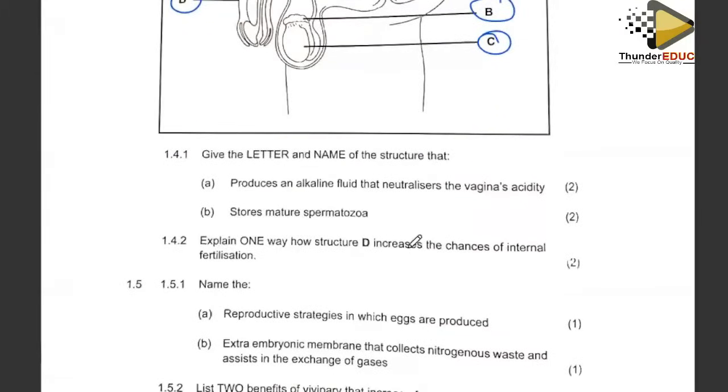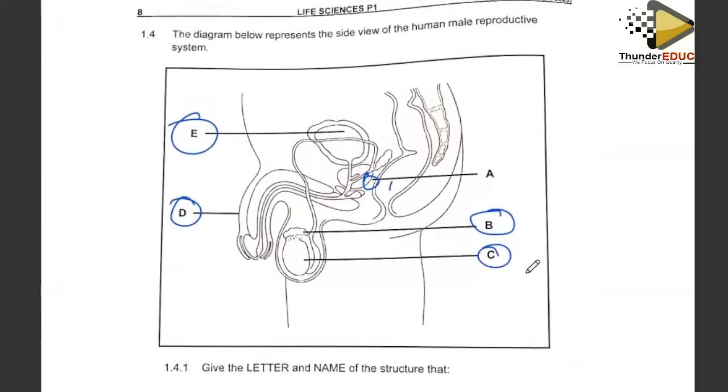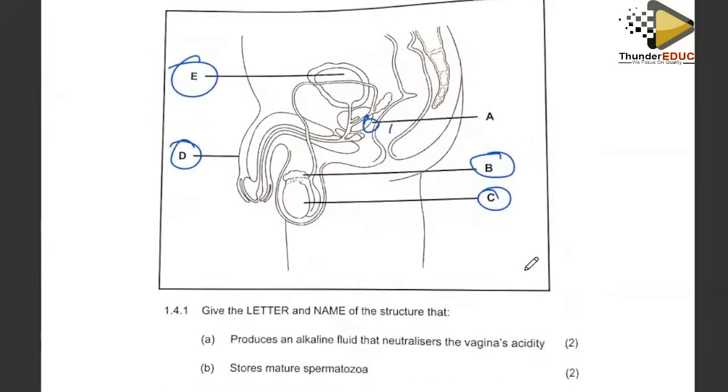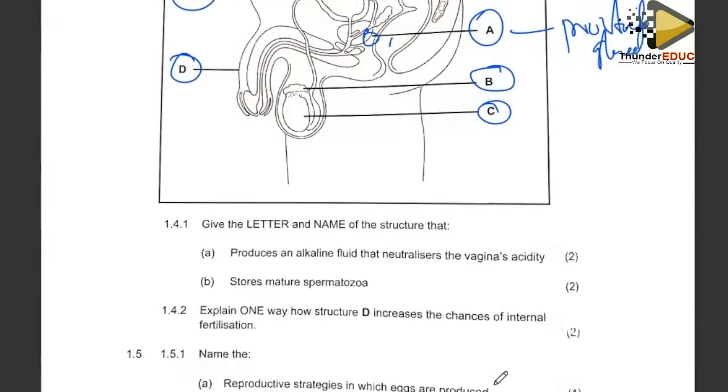They're saying: write the letter of the structure that produces alkaline fluid that neutralizes the vagina's acidity. Here they are looking for the prostate gland, which is A. You say A, and then you tell us that it is the prostate gland. Then they go to the next question.